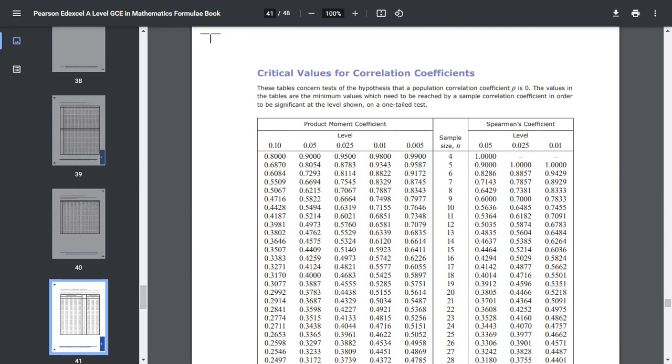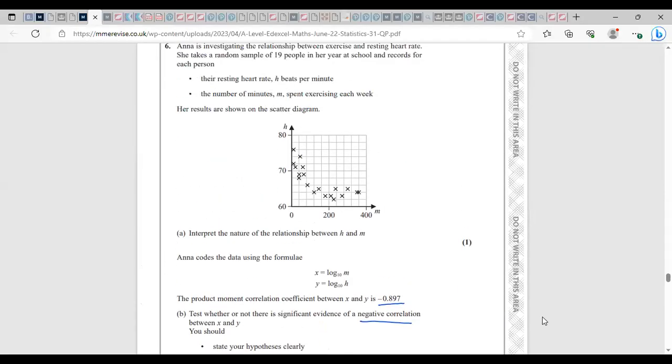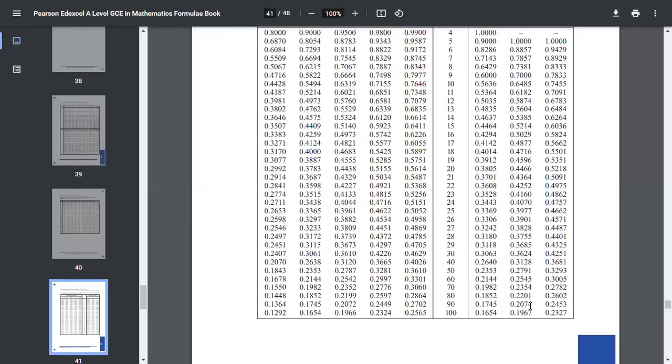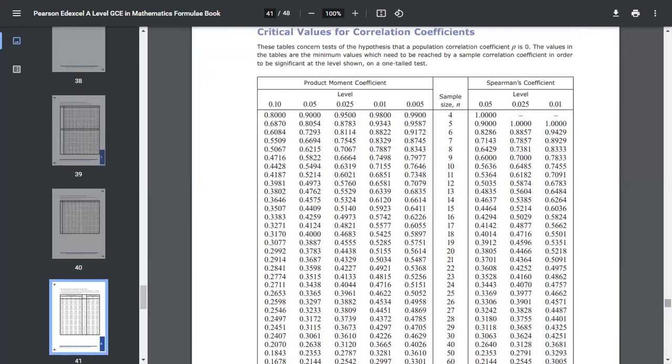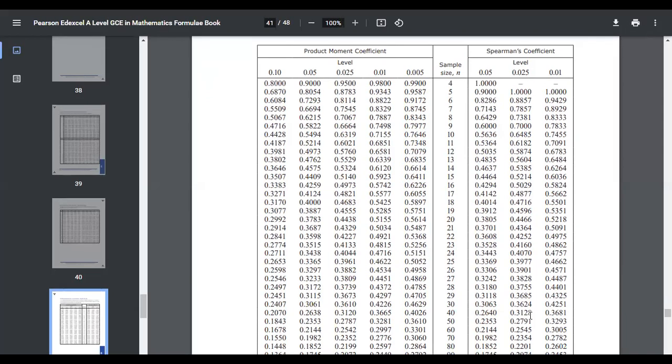And then we're going to go down to our sample size. If you remember from the question, let me share the screen again back to the question sheet, our sample size from our data was 19 people. So we're going to read down our table to 19. Sample size 19, the 0.05 column. So 19 there, 0.05. Right, so we get 0.3887. Let's write that down, 0.3887.